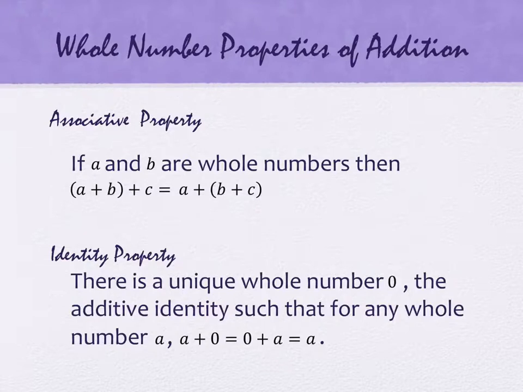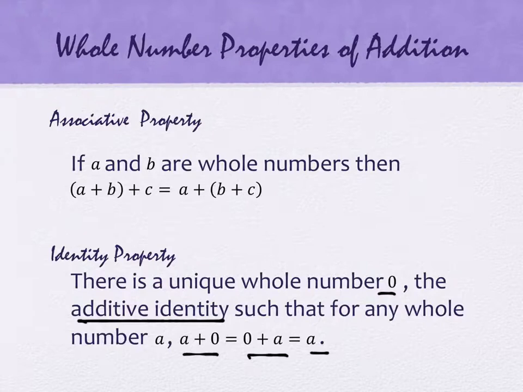The last property is called the identity property. And the identity property says there's a unique whole number 0. It's called the additive identity. That's what this number is called. So if I ask you what is the additive identity, it's 0. Okay, that is the additive identity. And the reason that it's the additive identity is because when I add it to anything, it doesn't change the thing I add it to. 0 plus A or A plus 0 is still A.